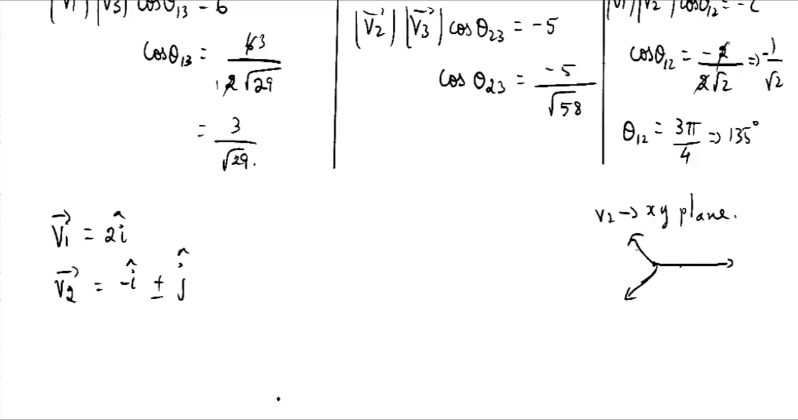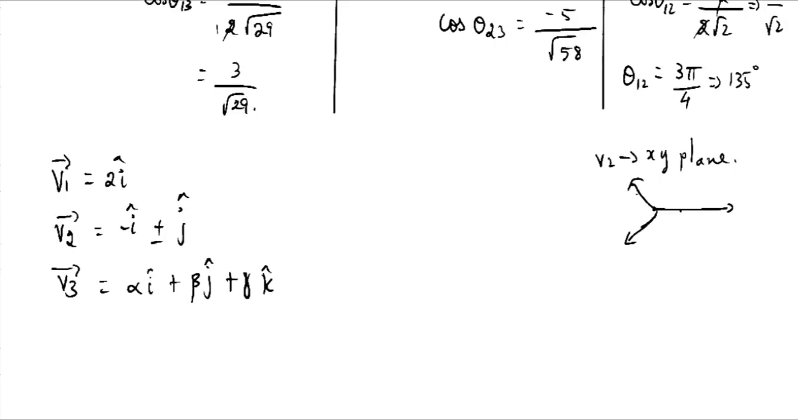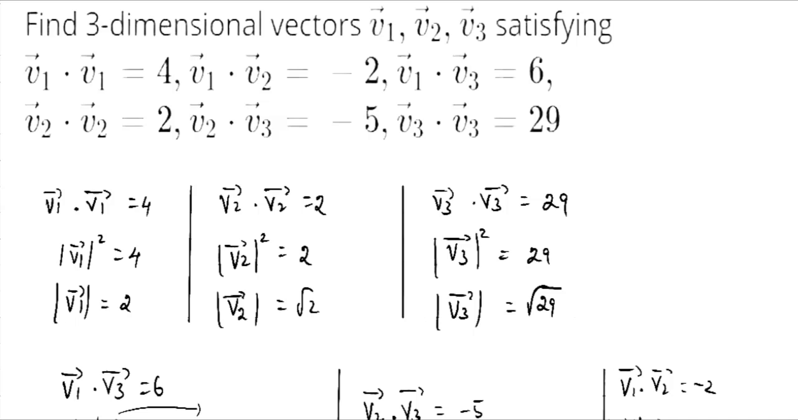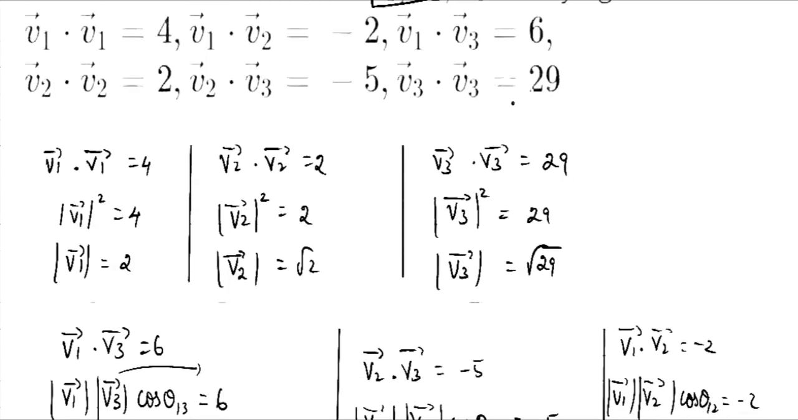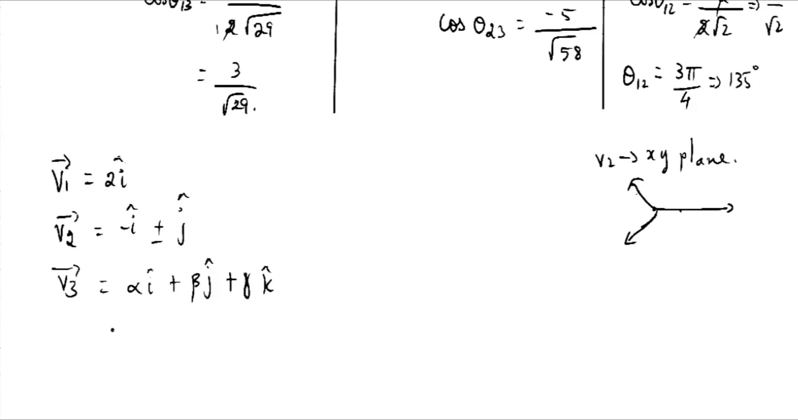Okay students, now I'm going to find the v3 vector, which we don't know, so it is alpha i cap plus beta j cap plus gamma k cap. Here they have given the v3 vector magnitude as 29. So the v3 vector magnitude is 29.